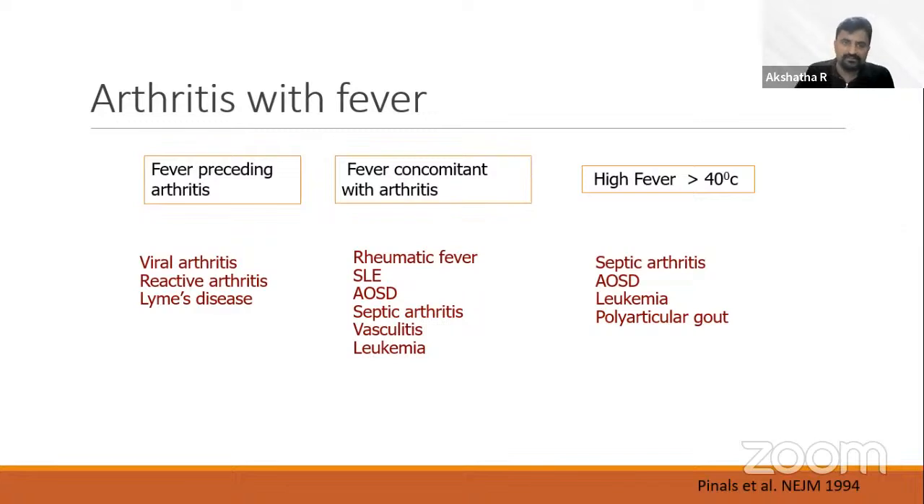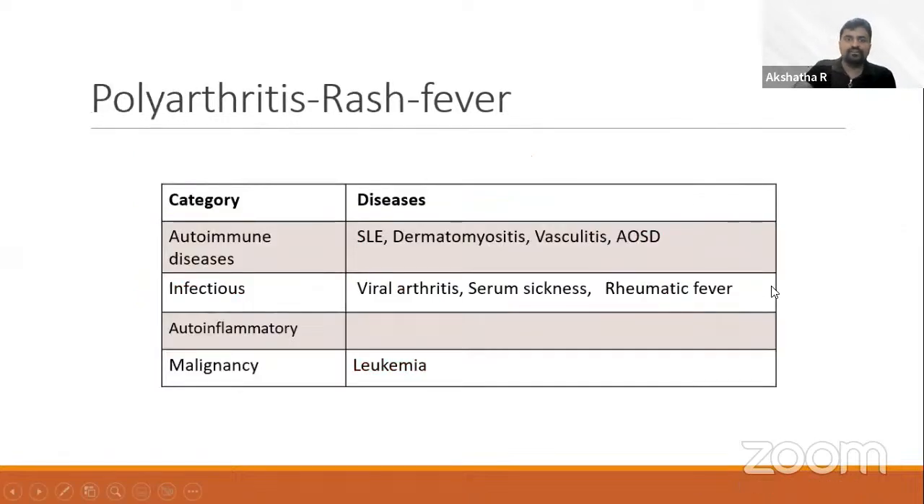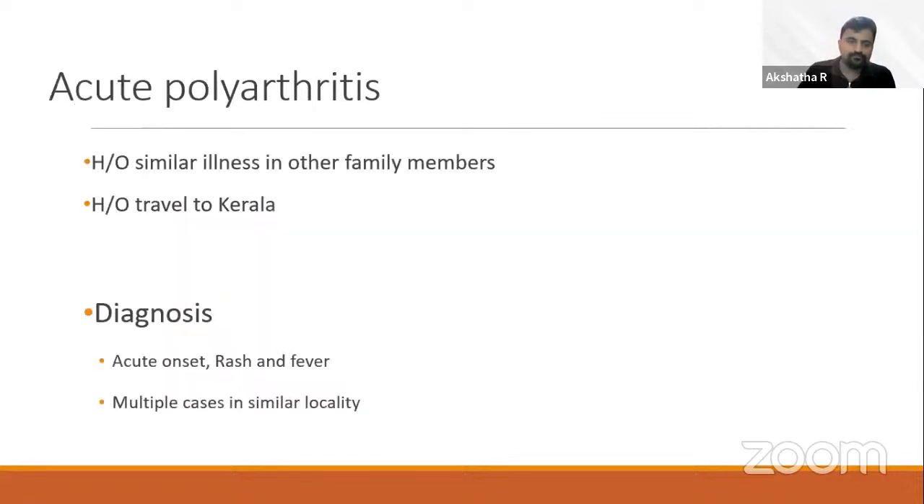Our patient also had a rash together with fever and polyarthritis. So the differentials in this case could be various autoimmune diseases like SLE, dermatomyositis, vasculitis, or adult-onset Still's disease. Infectious diseases like viral arthritis, serum sickness, or rheumatic fever can be differentials. Other possibilities could be autoinflammatory diseases or, rarely, leukemia.